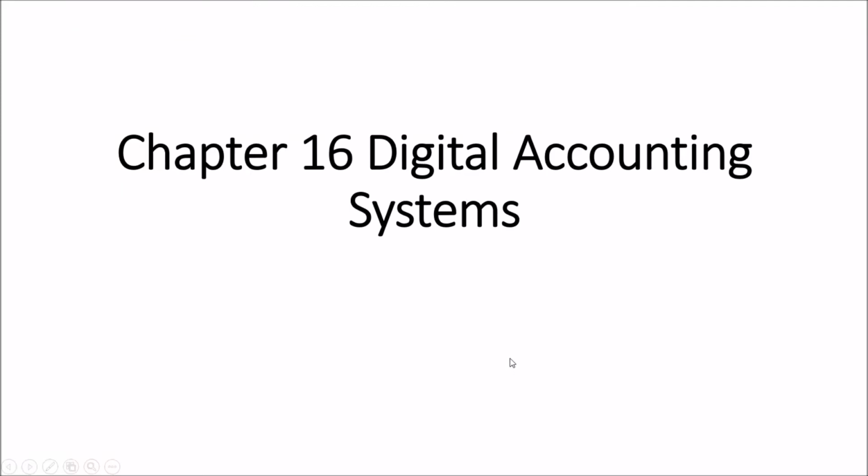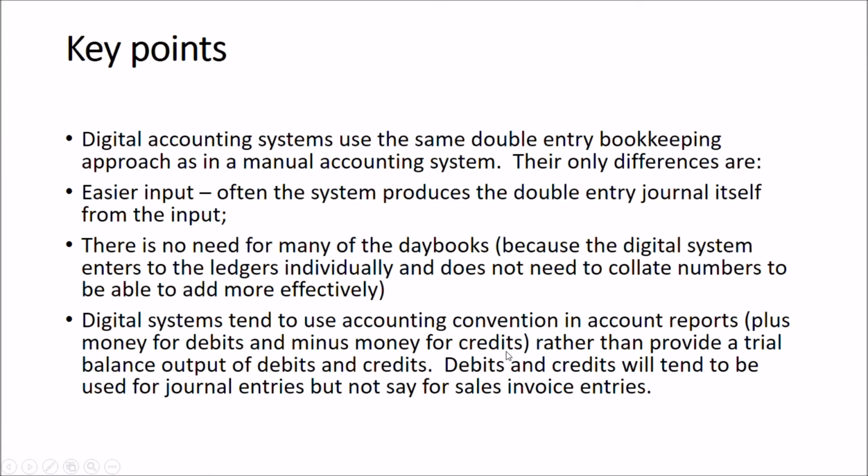Chapter 16, Digital Accounting Systems. Key points in this chapter are: digital accounting systems use the same double-entry bookkeeping approach as in a manual accounting system. Their only differences are they're easy to input, so often the system will produce the double-entry journal itself from the input. So you'll produce a sales invoice and it will then create the journal that will go into the trade receivables control account and the customer's account in the sales ledger.